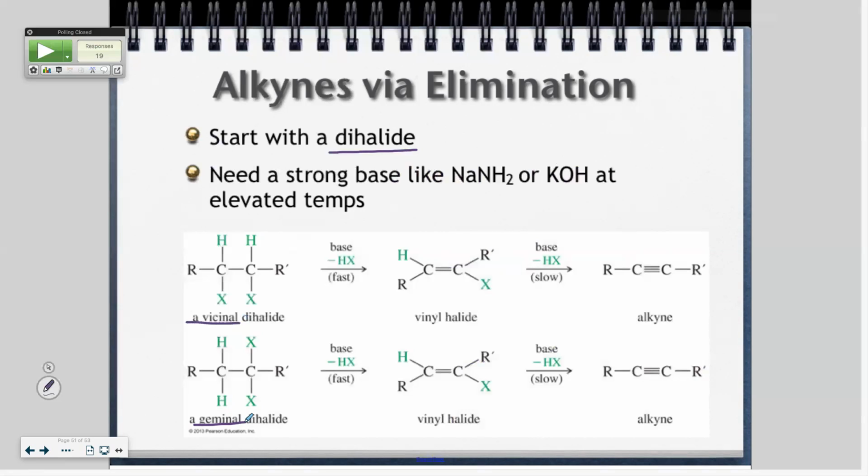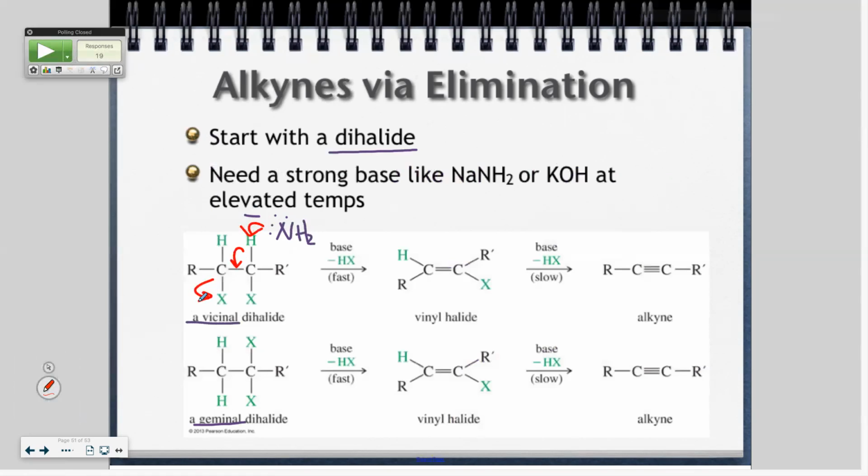Now you're going to need a strong base like sodamide or KOH at elevated temperature. What will happen is you're going to lose HX 2 times. Do you remember last semester eliminating HX and making a double bond? We're just going to do it 2 times. So the first thing that happens, I'll use the ones that I did. Here's NH2 minus, and this is going to grab this proton. Where do these electrons go? Down there to make the double bond, and then X minus leaves.